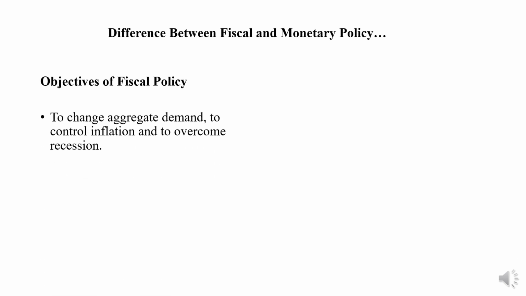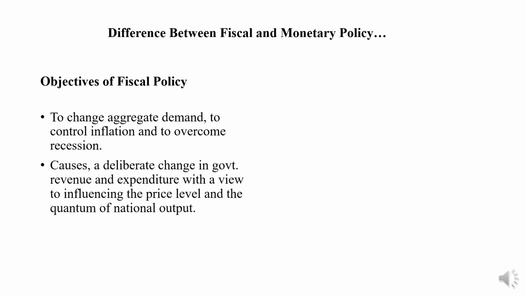What are the differences between the fiscal and monetary policy? We will discuss objectives of the fiscal policy as well as of the monetary policy. So, the objective of the fiscal policy is to change the aggregate demand to control inflation and to overcome recession. It causes a deliberate change in the government revenue and expenditure with a view of influencing the price level and the quantum of national output. Now we will discuss some objectives of the monetary policy.